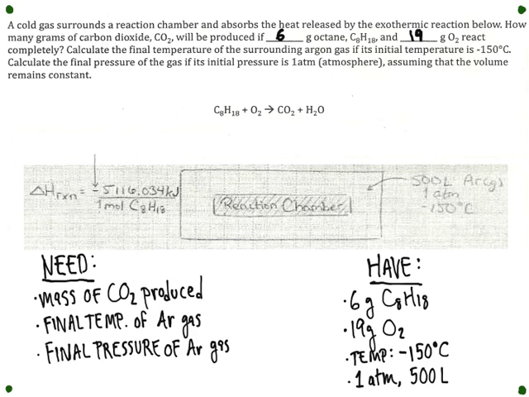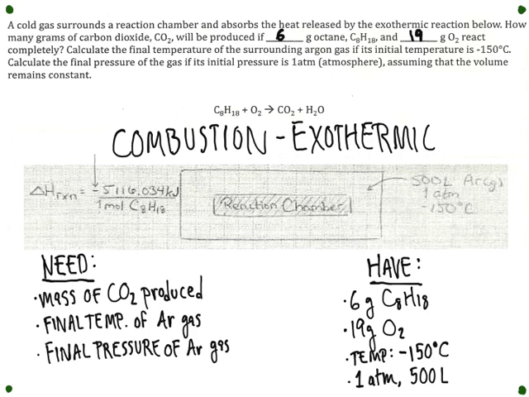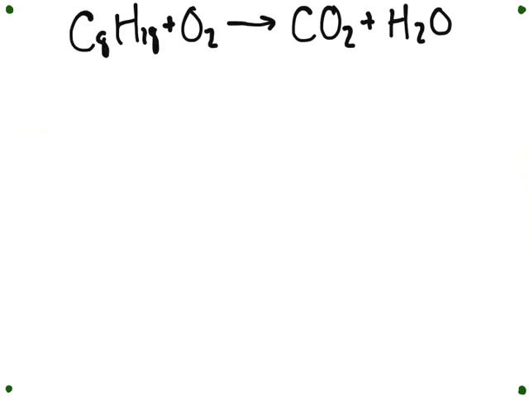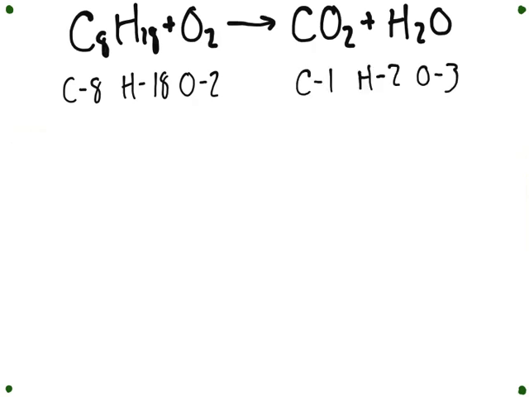This is a combustion reaction, and it is an exothermic process because our reaction is releasing or losing heat. So the first thing we have to do is balance our equation. You can see that there are no coefficients, so it's probably unbalanced. To begin, on the left we have 8 carbon, 18 hydrogen, and 2 oxygen. On the right we have 1 carbon, 2 hydrogen, and 3 oxygen.